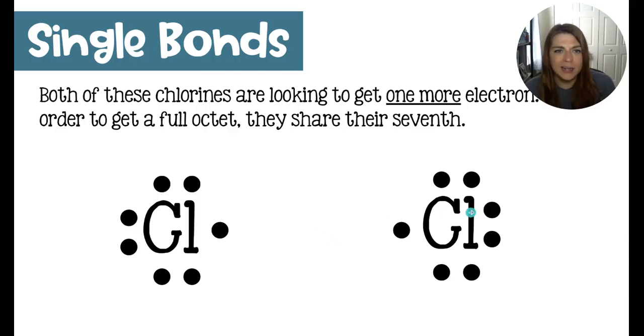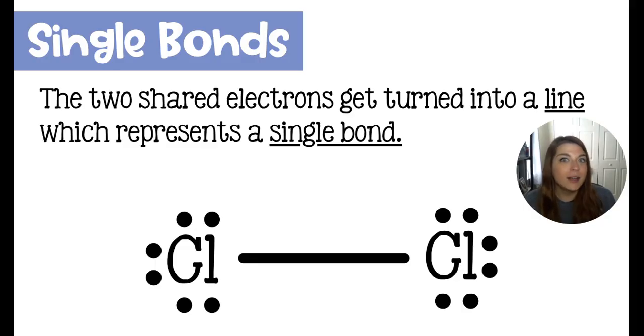So kind of what happens is that they each share 1 electron. I like to use the line, I'll share 1 with you if you share 1 with me. And that's kind of what these chlorines do. So those electrons they each share are going to be put together into a line. The dots get converted into a line. And that is going to represent a single bond. A single bond has 2 electrons in it, 1 from each atom.